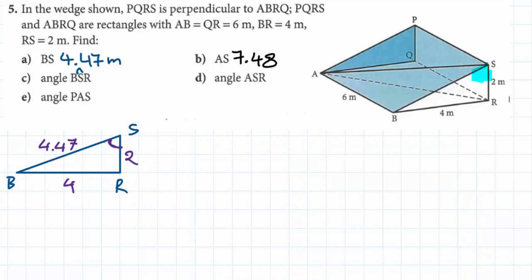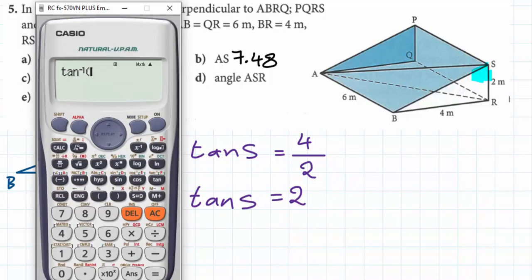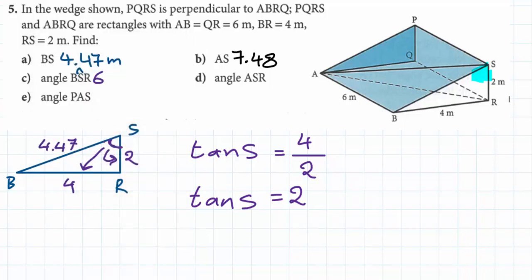Now let's use tan. Tan of angle S is equal to opposite over adjacent. Hypotenuse is the longest side, always. We cannot say this is the opposite. No, longest side is always hypotenuse. Then opposite is 4 over adjacent is 2. 4 divided by 2 is equal to 2. Then tan of S is equal to 2. Let's use the calculator. Tan inverse of 2 is equal to 63.43.